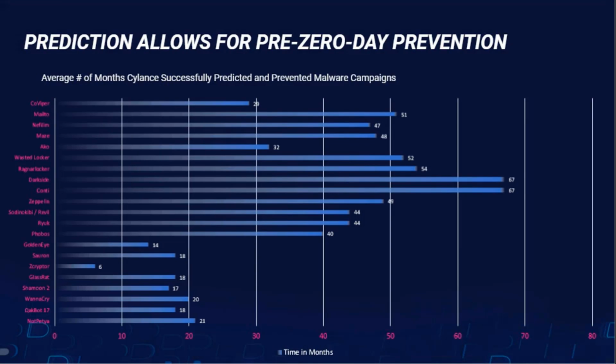Building up on that predictive advantage that we gain from our AI models, I want to show you this chart. What this indicates is the maturity of our AI. It tells you the average number of months prior to any of these malware campaigns being known to the public eye. So let's take an example of CONTI. Our model could have predicted and prevented against CONTI ransomware 67 months prior to it being launched. That is very, very powerful.